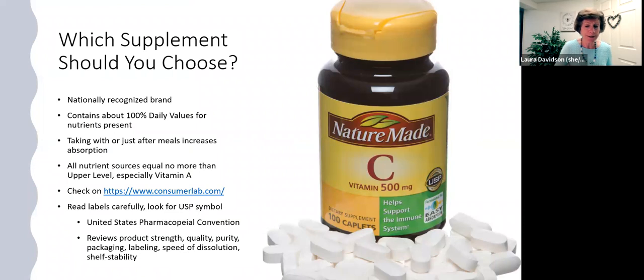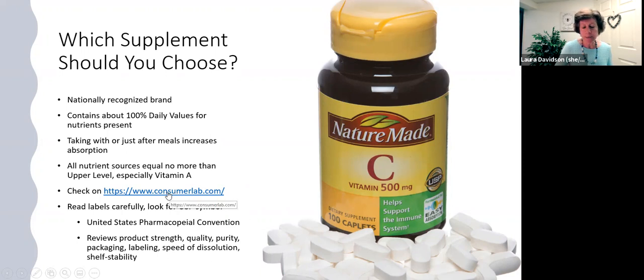Now, how about which brand of supplement you should choose? Nationally recognized brand, this is wording from your textbook. They make mistakes too, so I don't think we should stop there. We mentioned 100% of the daily value. We don't want mega doses. Taking them with or just after meals can be helpful. Definitely check out the upper levels, the TULs. We don't want to exceed that. Now, Nature Made vitamins and minerals typically have this USP seal. That's a good one because that means it has been reviewed for product strength, quality, purity, packaging, etc. Speed of dissolution, that's good.